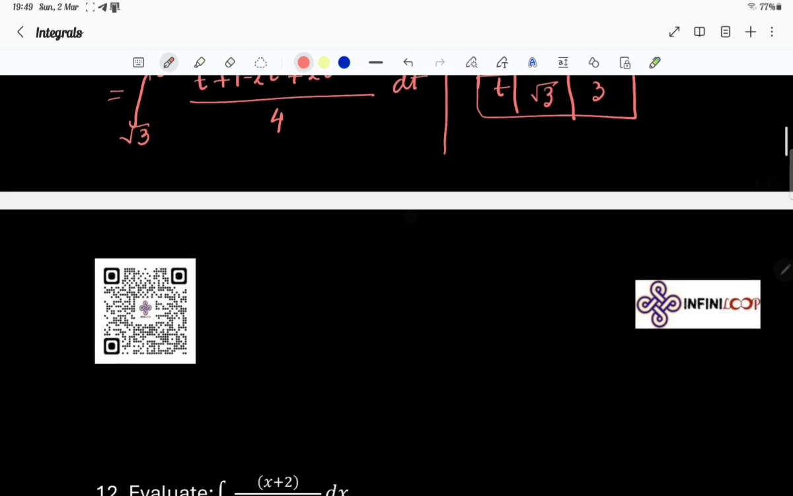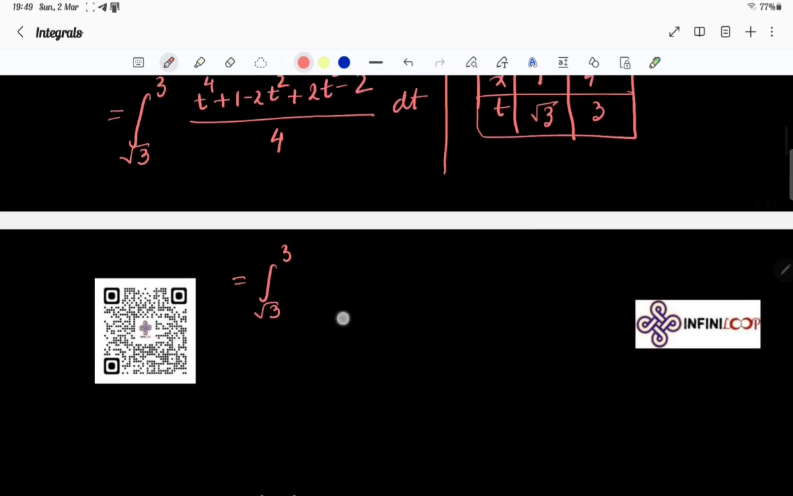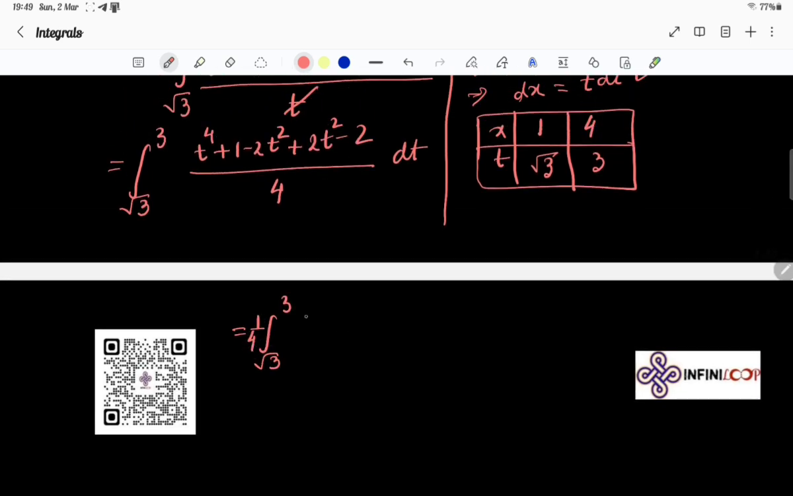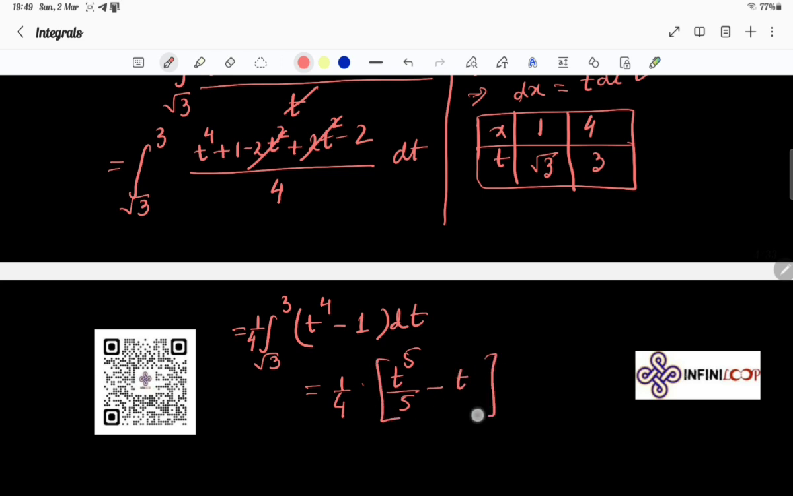Now what is coming? Here root 3 to 3, 1 by 4 I am taking common outside, and it is coming t to the power 4, 2t square get cancelled, t to the power 4 minus 1, very easy, dt. So the answer is 1 by 4 into t to the power 5 by 5 minus t, and put upper limit minus lower limit here. 3 to the power 4 is 81, 3 to the power 5 is 243, so 243 divided by 5 minus 3, it is the upper limit.